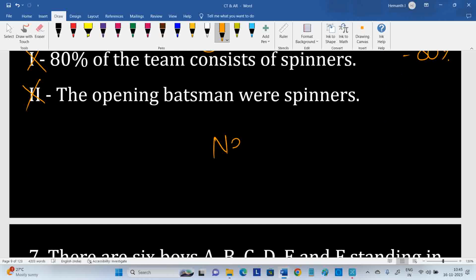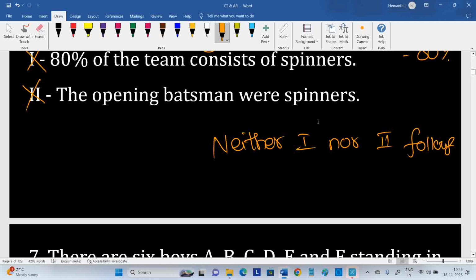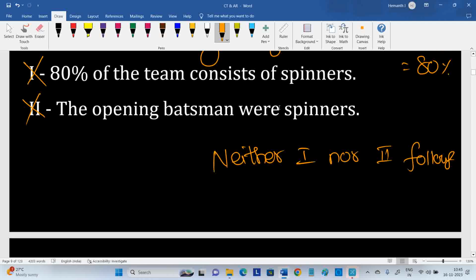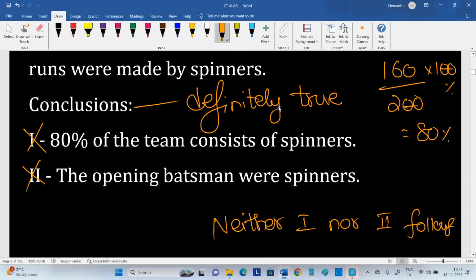As I mentioned, let's say both openers score 0 runs, or 0 and 5, or 10 runs. Then the first down and second down may be spinners, and they scored the majority of the runs. That's a possibility. One more thing: a conclusion means always true. Definitely true, or maybe a better understanding is always true. Is it always true? Then only do you consider it a conclusion, or else it does not come under a correct conclusion.